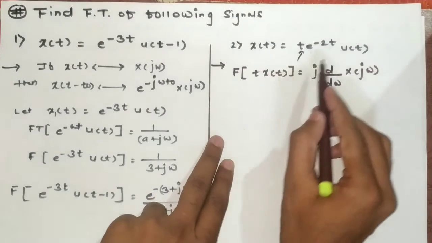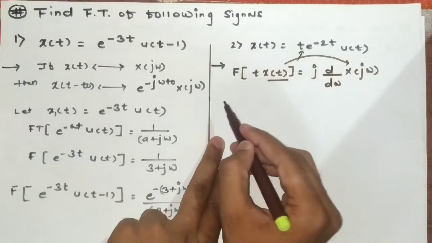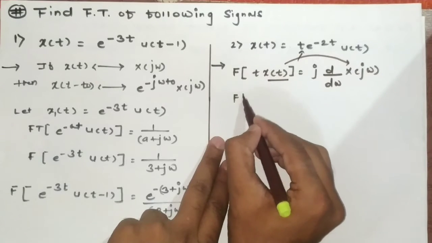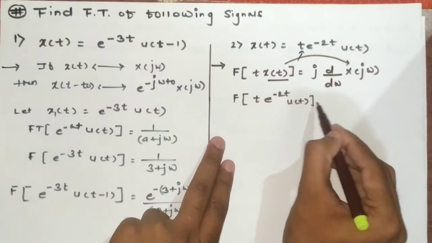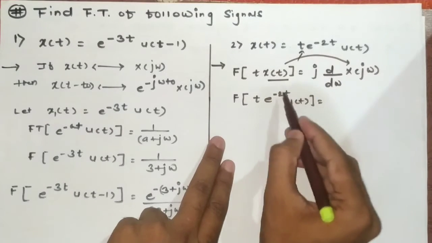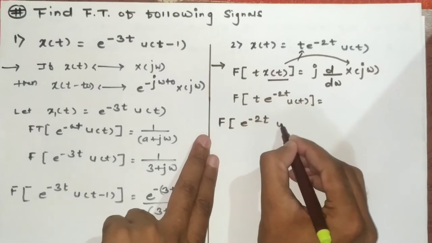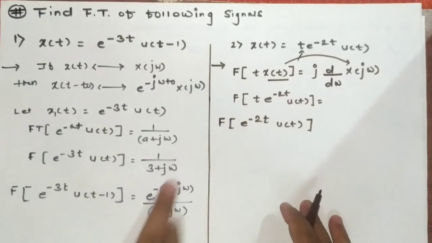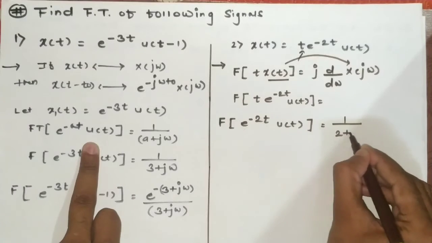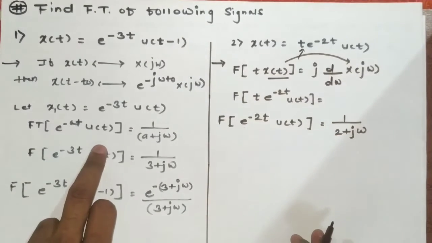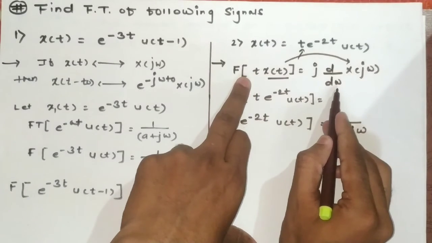Now in order to fetch the Fourier transform of this signal, if x of t is any signal, its Fourier transform will be x of j omega. Similarly, we have to find the Fourier transform of t e raised to minus 2t into u of t. So here we will first find the Fourier transform of e raised to minus 2t into u of t. It is as good as e raised to minus at into u of t. So this becomes 1 upon 2 plus j omega. Now when I multiply the input signal with t, its Fourier transform becomes differentiation with respect to omega.